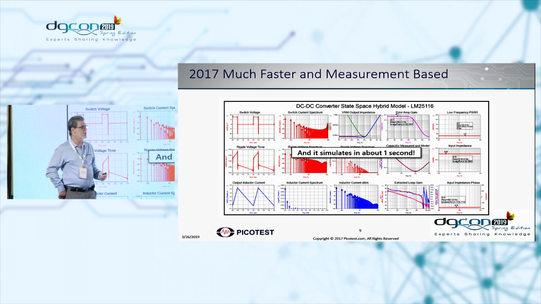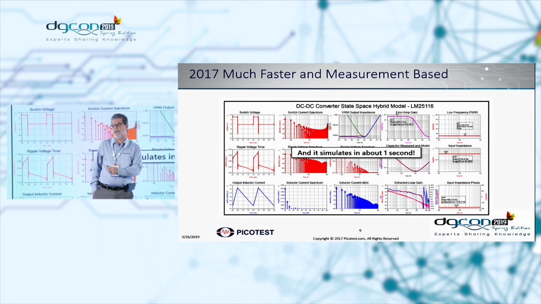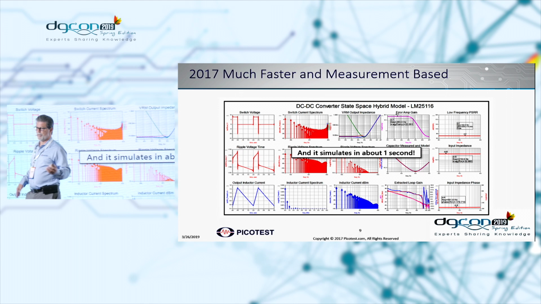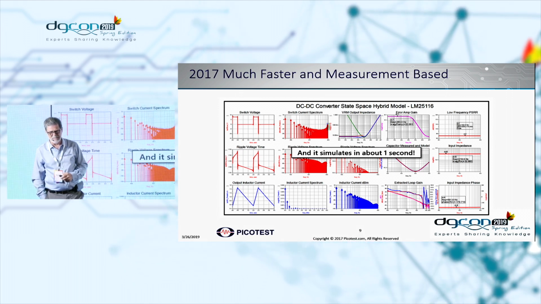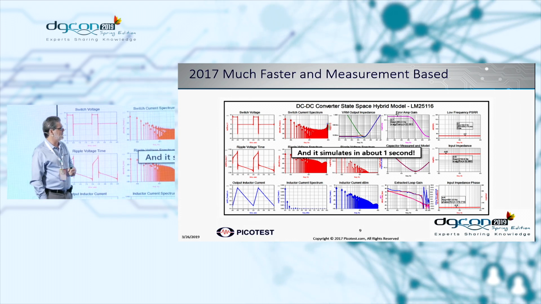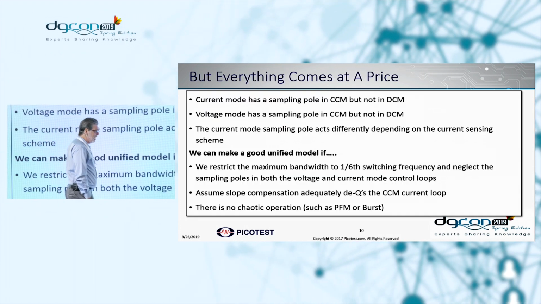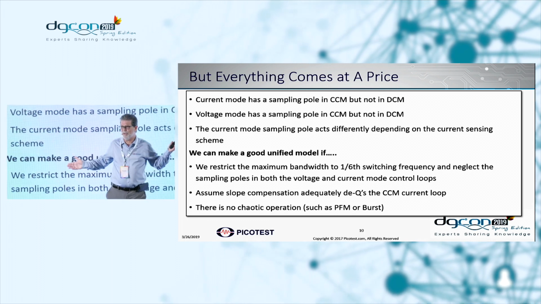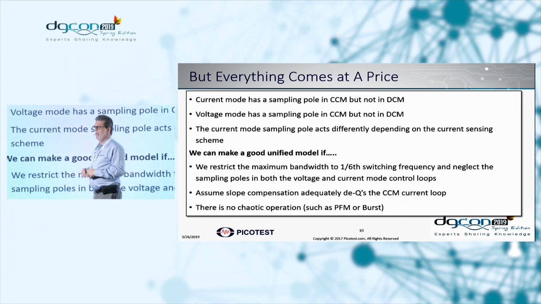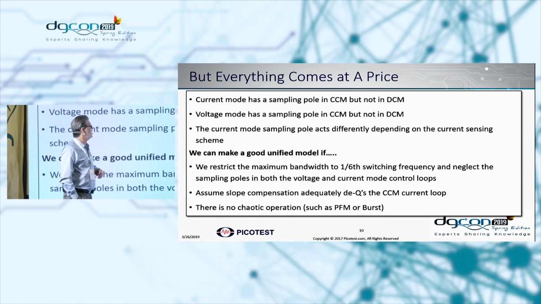Why did we go to harmonic balance? The reason is I can do this entire simulation in about 500 milliseconds on my laptop computer. Blazingly fast. And all of this is created from a very simple model that I'm going to show you how to create. But first, nothing's free. Everybody knows everything comes at a price. And so to get this blazingly fast performance, we do have to make some trade-offs.